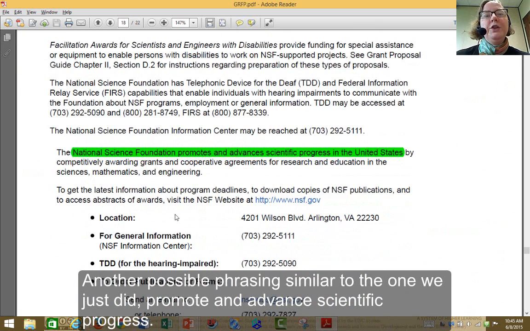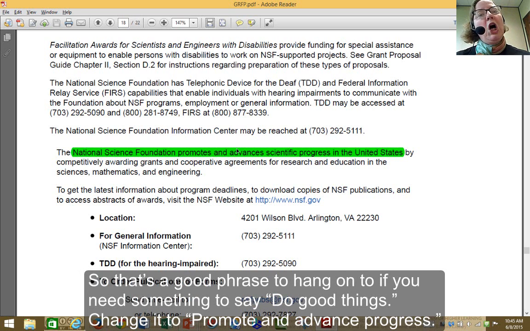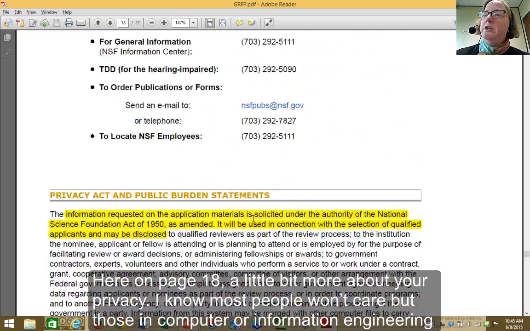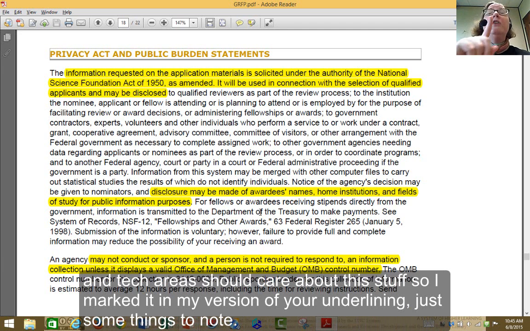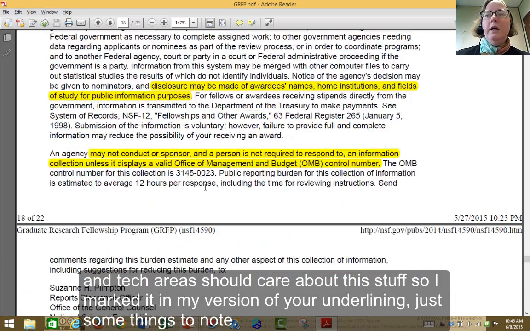Another possible phrasing, similar to the one we just did, promote and advance scientific progress. So that's a good phrase to hang on to if you need something to say, do good things, and change it to promote and advance progress. Here on page 18, a little bit more about your privacy. I know most people won't care, but those in computer or information engineering and tech areas should care about this stuff. So I marked it in my version of your underlining, just some things to note.